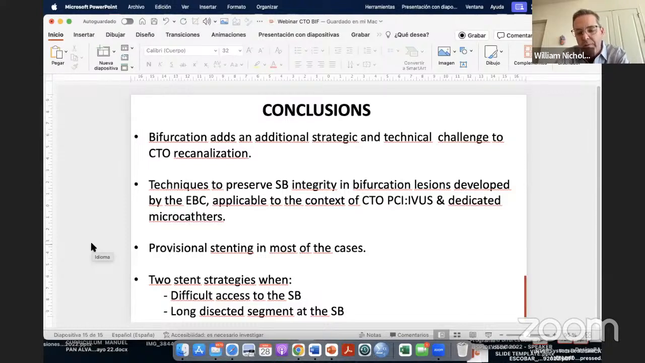And usually, with a true bifurcation CTO, you have a real CTO segment between your main branch and the side branch. So it can often be difficult to know exactly where to go. Do you have other ways of doing it? Do you guys STAR at all, or is that just completely seen as not an acceptable option?